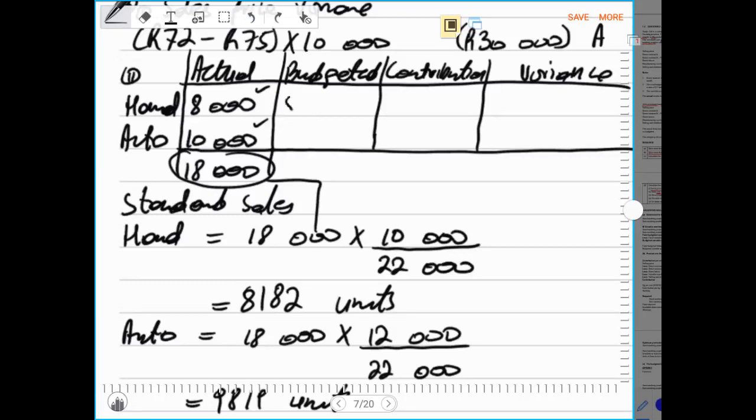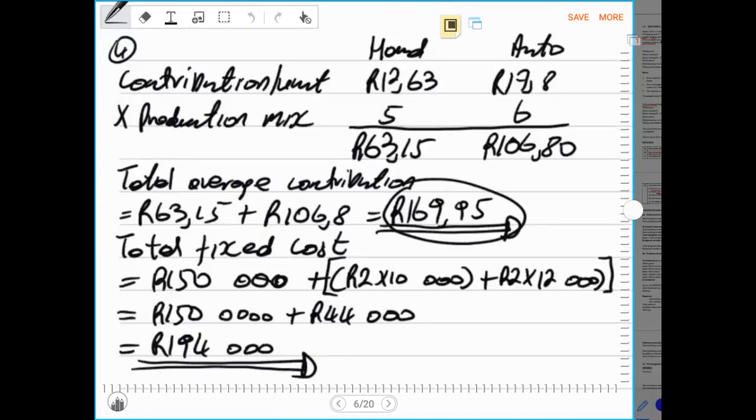So now I have to allocate exactly like that: 8,182 and 9,819. My contribution was 12 rand 63 cents, nothing has changed. And another one was 17 rand 80 cents, nothing has changed. Let me go and refresh your contribution per unit.